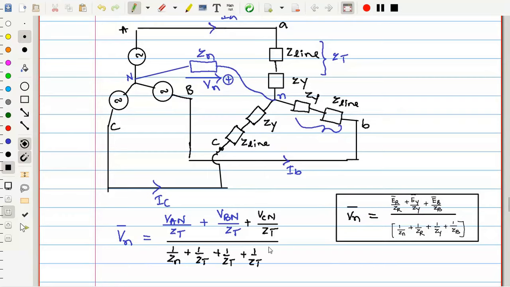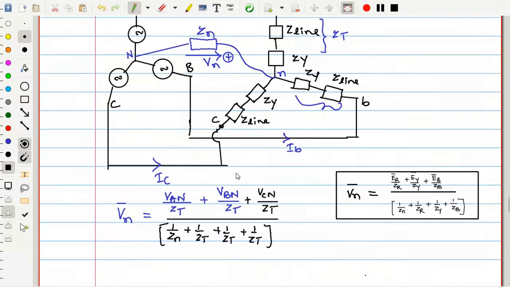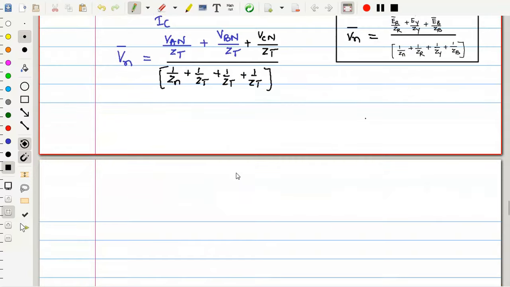Why? All phases have equal impedance. So directly I am writing ZR is equivalent to ZT, ZY is equivalent to ZT, ZB is equivalent to ZT. Is this clear for everyone? How I wrote the expression from this? So now substitute all things. It is very easy. Now you will get the VN. Substitute all things and let me know the answer.